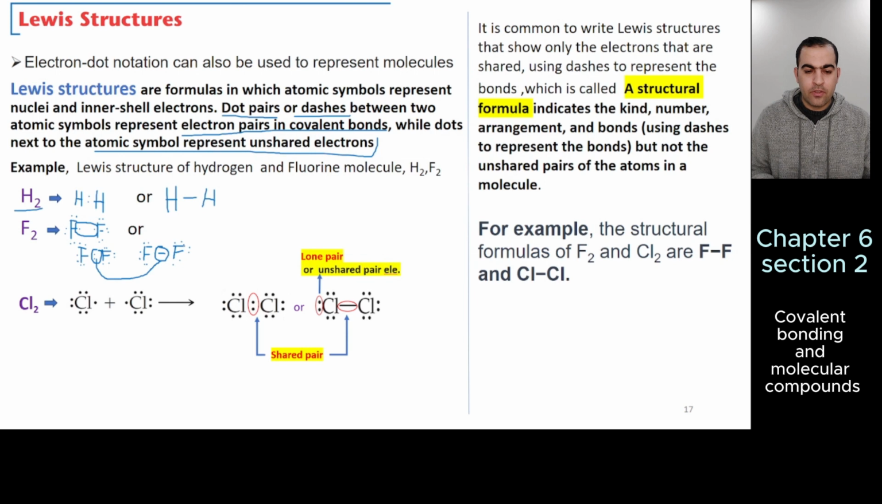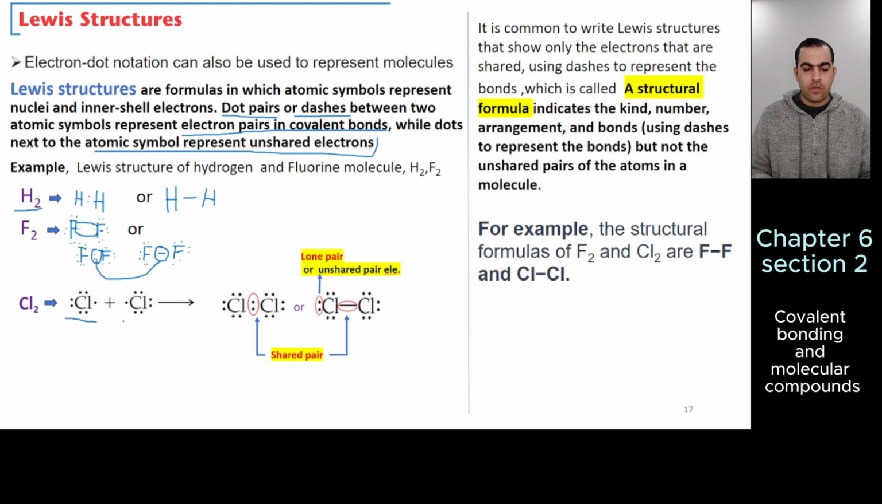But what about these dots? They're called what? Unshared electrons, because they have not been shared between the 2 fluorine atoms. So there are 3 pairs. 1 pair means 2 electrons, so there are 3 pairs of electrons and they are unshared. But these are shared electrons.